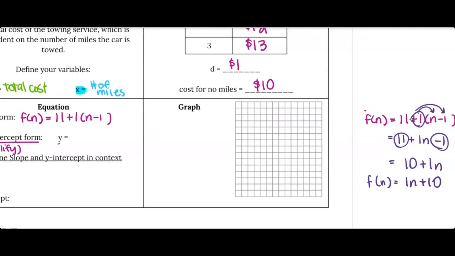And I'm actually going to change it to y equals. So I'm just going to replace my f of n with y. And we're talking about x and y, so I'm going to make my n be x. So y will equal 1x plus 10, or even just x plus 10.